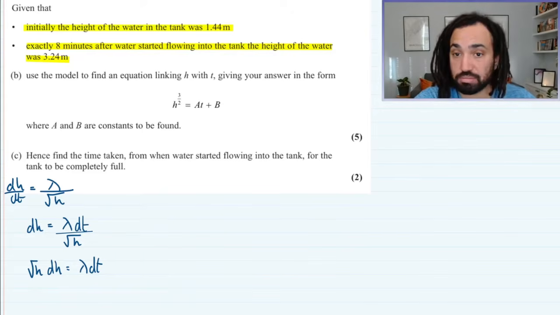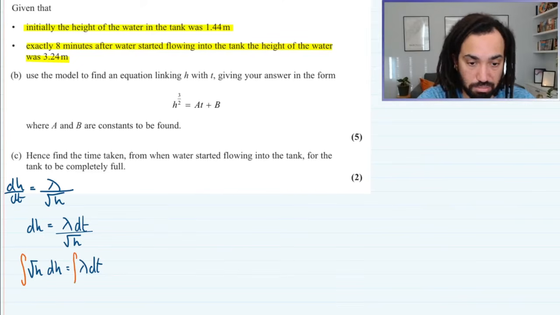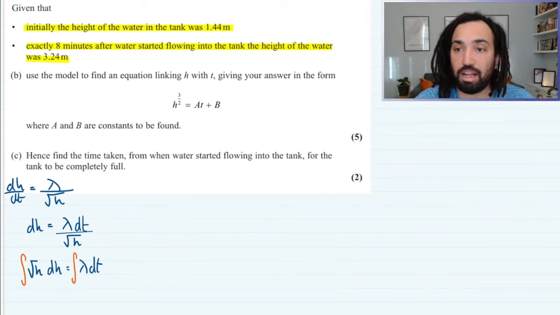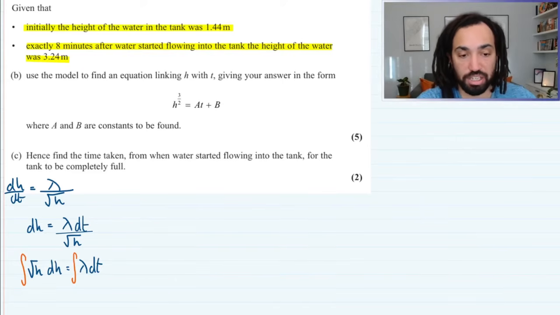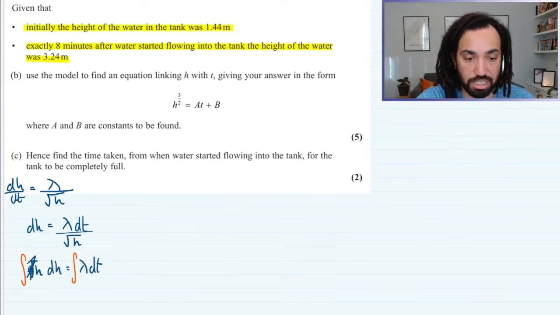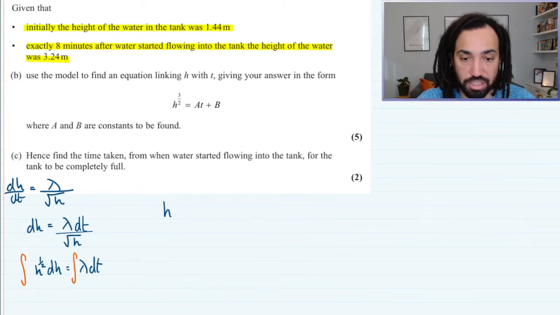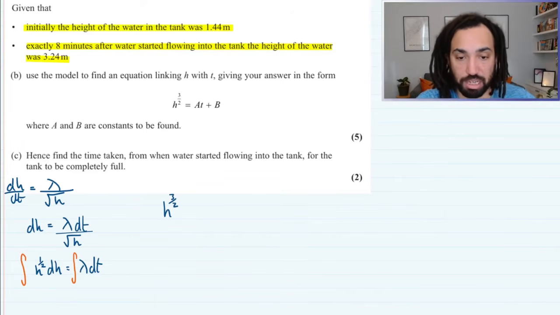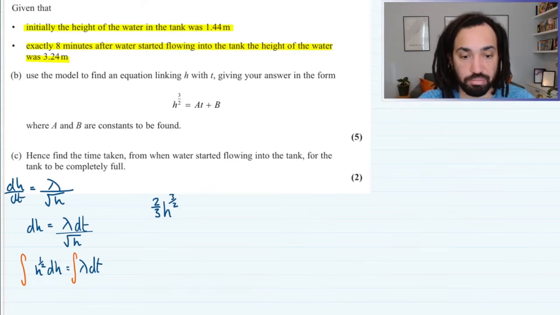Now we do that because that allows us to integrate both sides like so, and form an equation. So the integral of root h, well, root h is the same as h to the half. So we're going to up the power to h to the 3 over 2, so up the power by 1, and divide by the new power. Dividing by 3 over 2 is the same as timesing by 2 over 3.